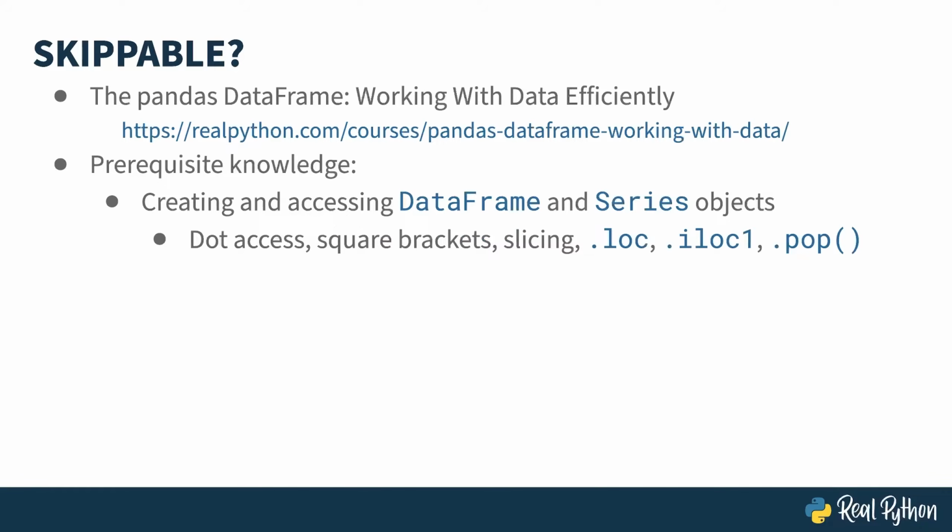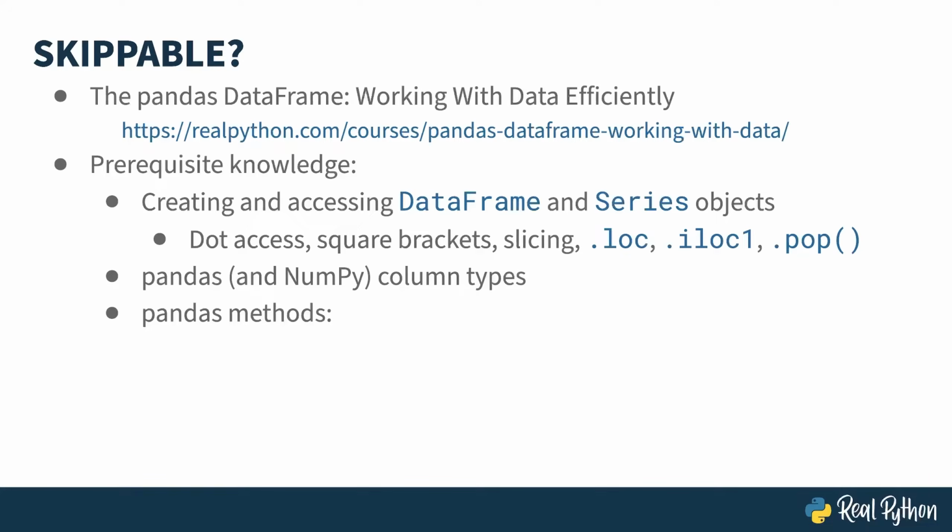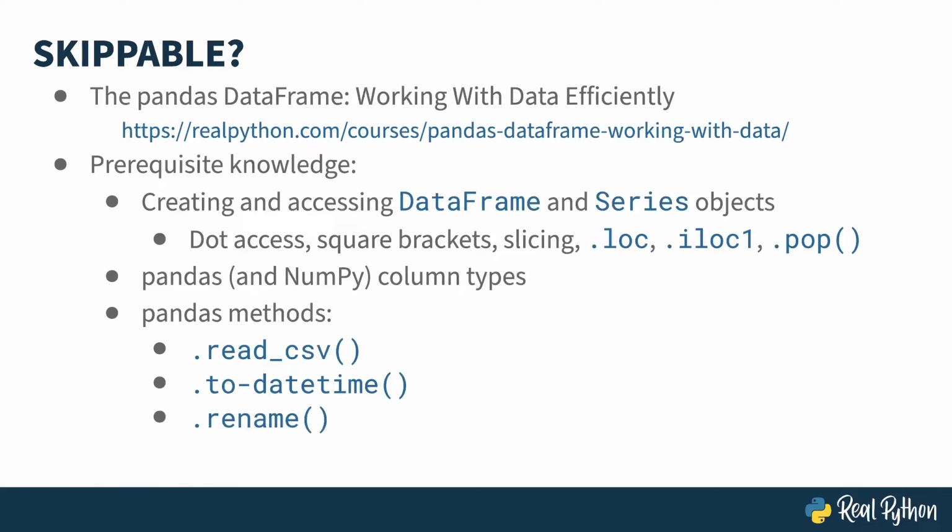When I say accessing, I mean using dot access, square brackets, slicing, the loc and iloc methods, as well as pop. I won't be doing a lot with data types in the course, but you should understand that a Pandas column has type information associated with it, and that type could be a Python object, a variety of integer and float sizes, dates, and there's support for NumPy types in Pandas columns as well. I'll be using 4 specific functions from the Pandas module: the CSV reader, the datetime column parser, the column renamer, and the set_index call, which changes which column is the index.